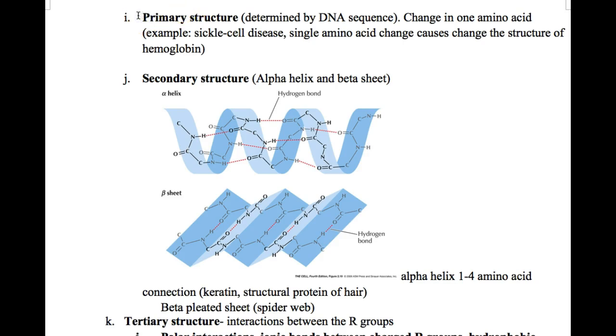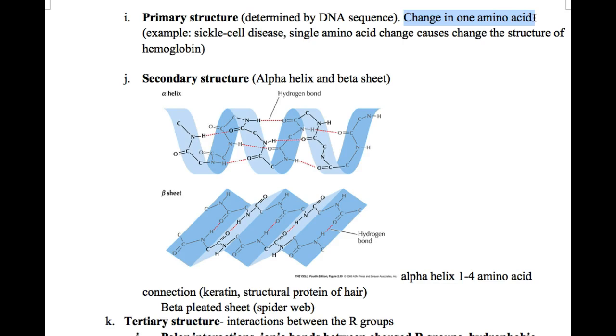So our primary structure is determined by DNA sequence, right? DNA, RNA, protein. So when we have our amino acid chain, those are all determined by the DNA sequence. How the amino acids are combined, what sequence they go in, is determined by DNA. If you change one amino acid, it may or may not have an influence on how the protein is folded and how the protein functions.